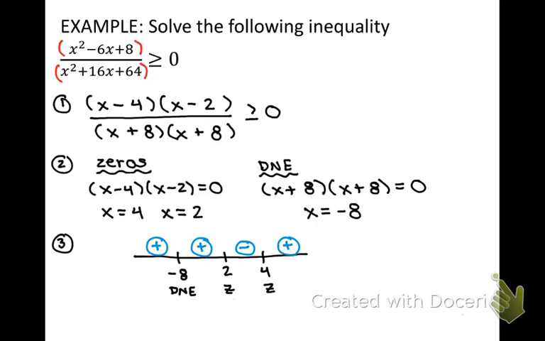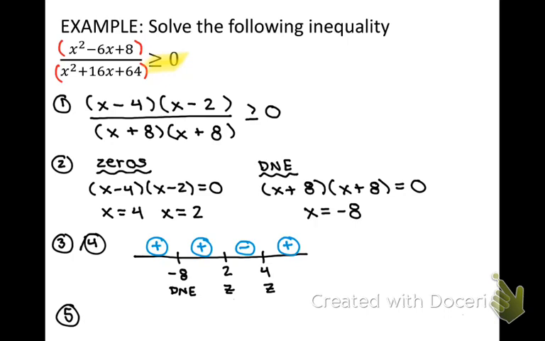Now, that was step 4. Now we've got to do step 5, which is that final answer. We've got to refer back to the original, greater than or equal to 0. So because it has that equal to, we've got to consider whether to use a parenthesis or a bracket. I'm also looking for where it's positive because it's greater than or equal to 0.